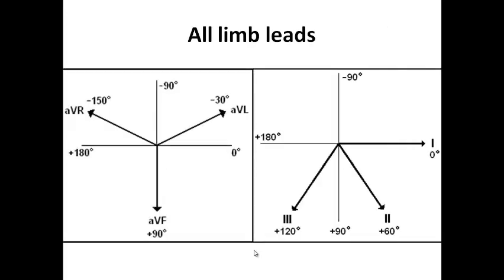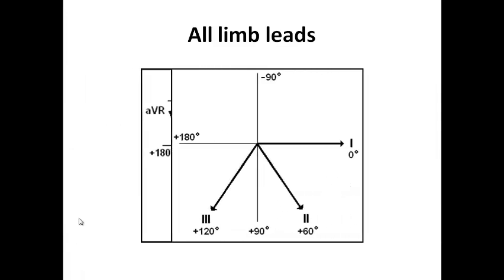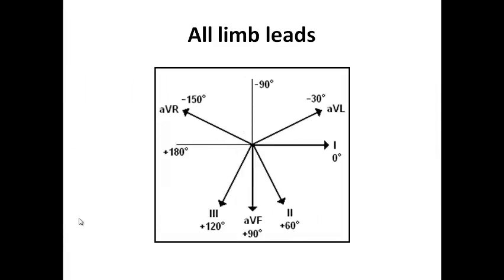So now we have these 2 images. The image here stands for the 3 bipolar limb leads, where we ignored the negative poles of these limb leads and just showed the positive poles of these 3 limb leads and where each one is pointing. And here we have an image for the 3 unipolar limb leads, AVL, AVR, and AVF. If we merge these 2 images together, we will finally have this image.